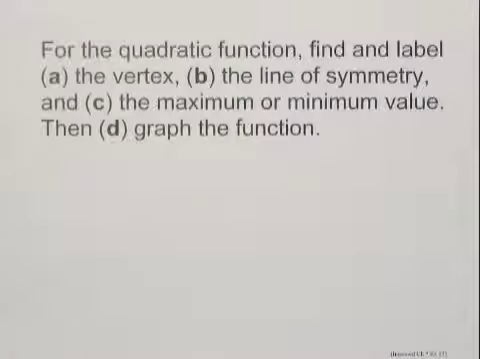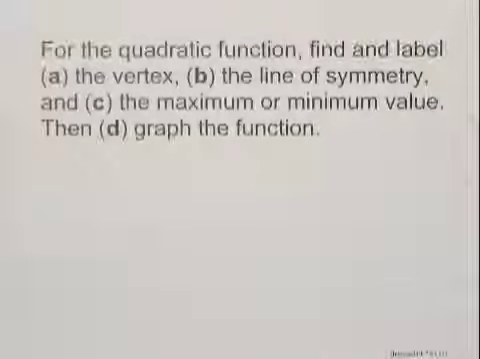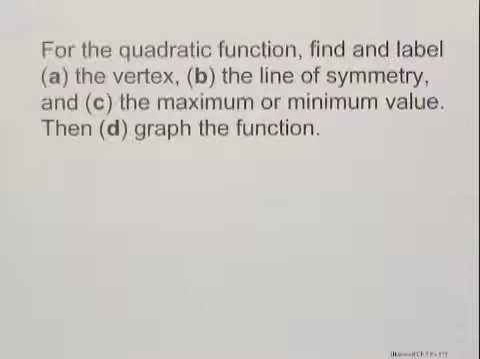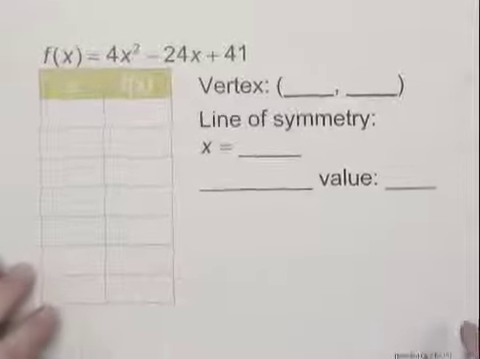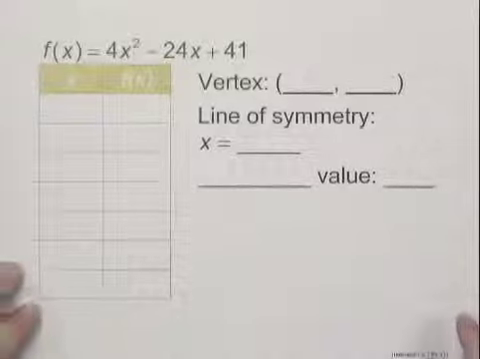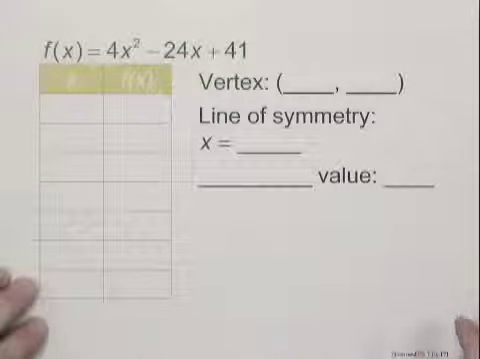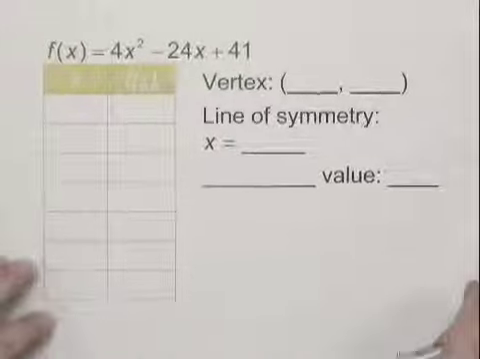For the quadratic function, find and label A, the vertex, B, the line of symmetry, and C, the maximum or minimum value. Then D, graph the function. The function that we're given is f of x equals 4x squared minus 24x plus 41. So we'll start by completing the square.